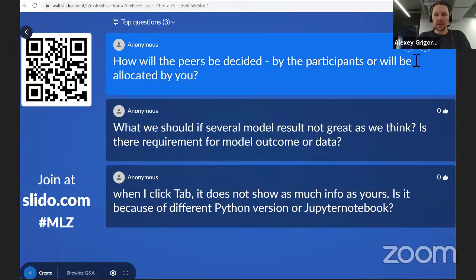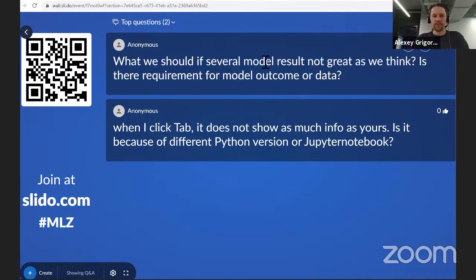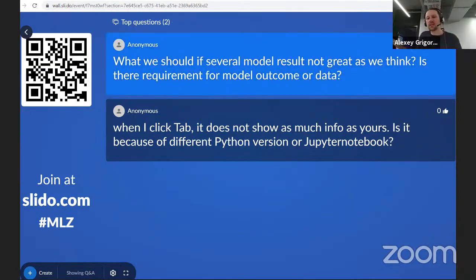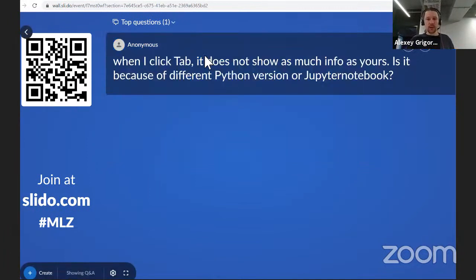How the peers will be decided, I think I answered that: randomly. What should we do if several model results are not as great as we think? Is there a requirement for model outcome or data? No, as I said, it's always problem and data specific. For some datasets, you just cannot get very good performance.